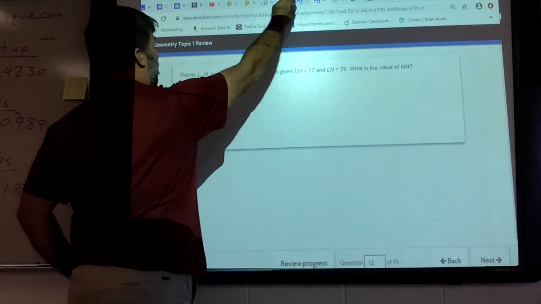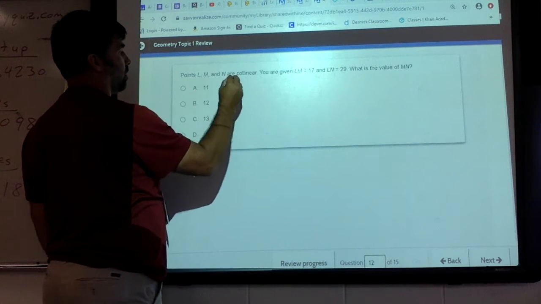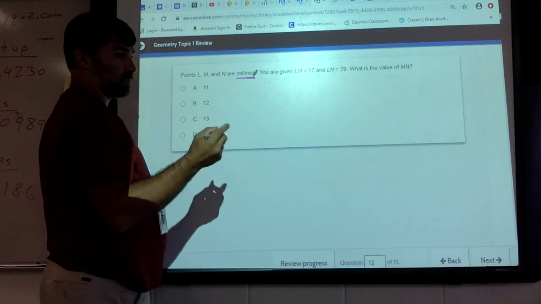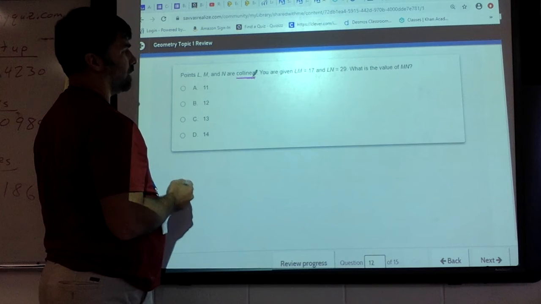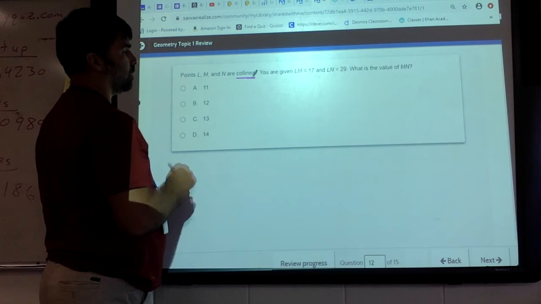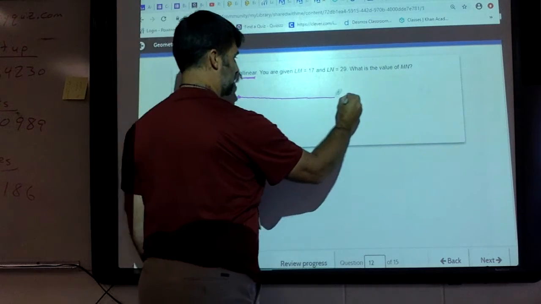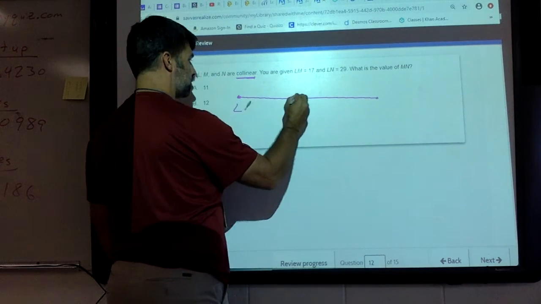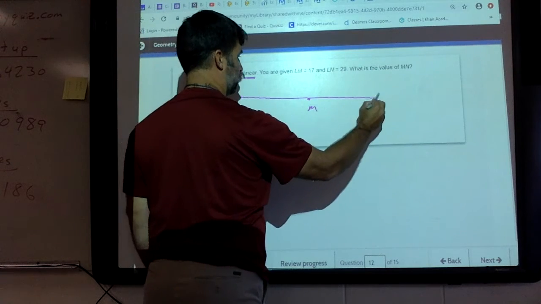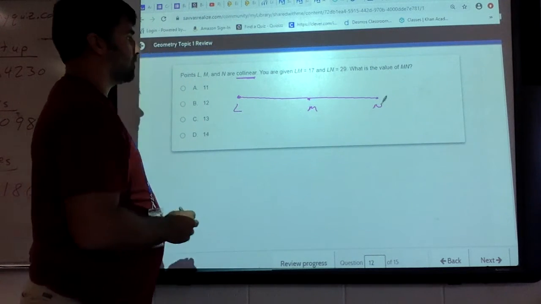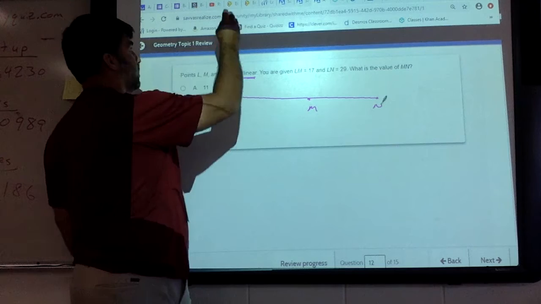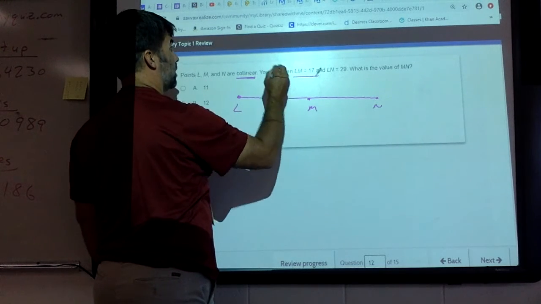Okay, vocabulary again. L, M, and N are collinear. Collinear means together on the same line. Now, this question is kind of vague. I wish it had more detail, but here's the idea. L, M, and N are somewhere on the same line. It says LM is 17. So LM is 17.